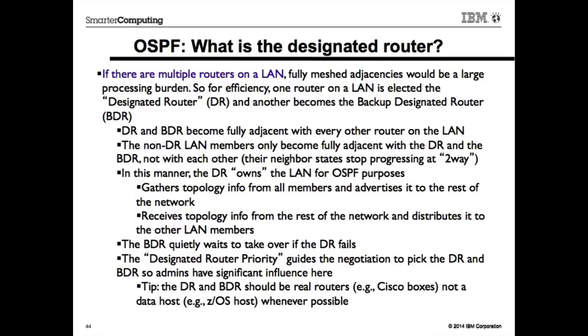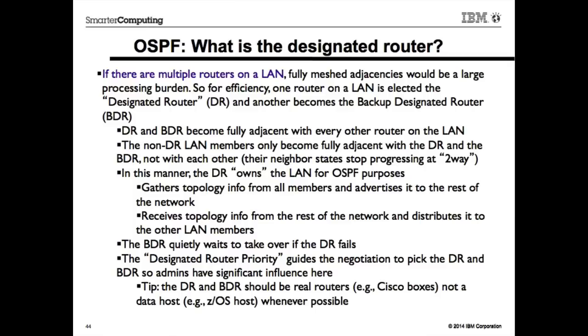So slide 44, if you think about a LAN with a bunch of hosts and routers on it, suppose you have a LAN with, I don't know, 8 or 10, 2 routers and 6 hosts, for example. Fully meshed adjacencies would be a large processing burden. You can already see that to maintain adjacency in OSPF, you have to regularly send hello packets, you have to regularly exchange topology, you have to maintain control blocks. So fully meshed adjacencies are a big burden.